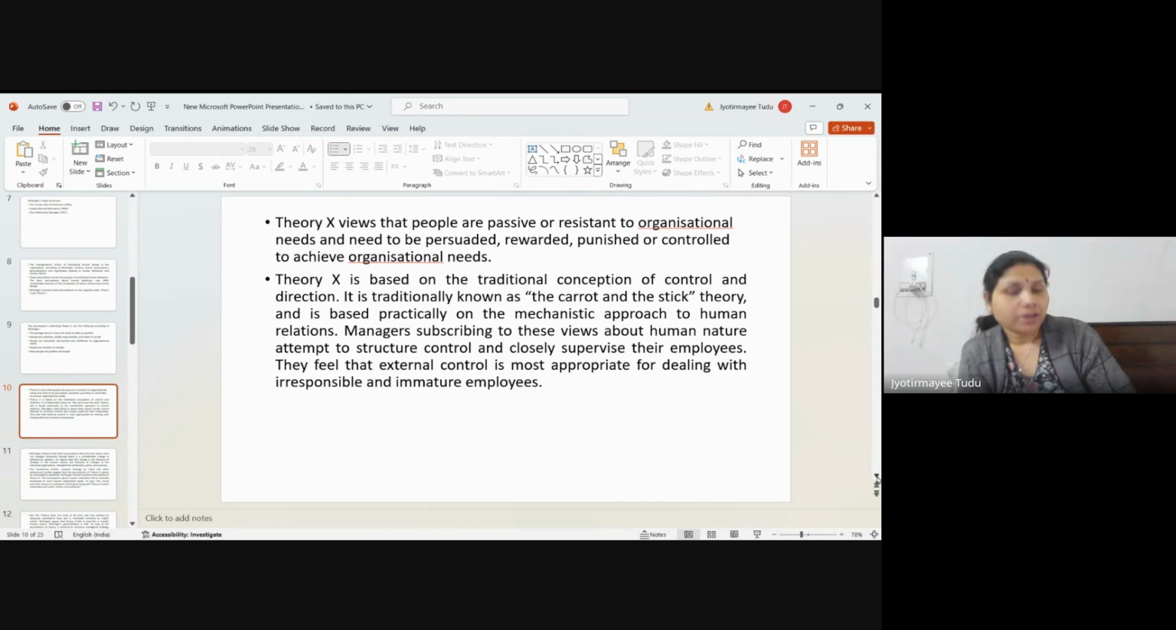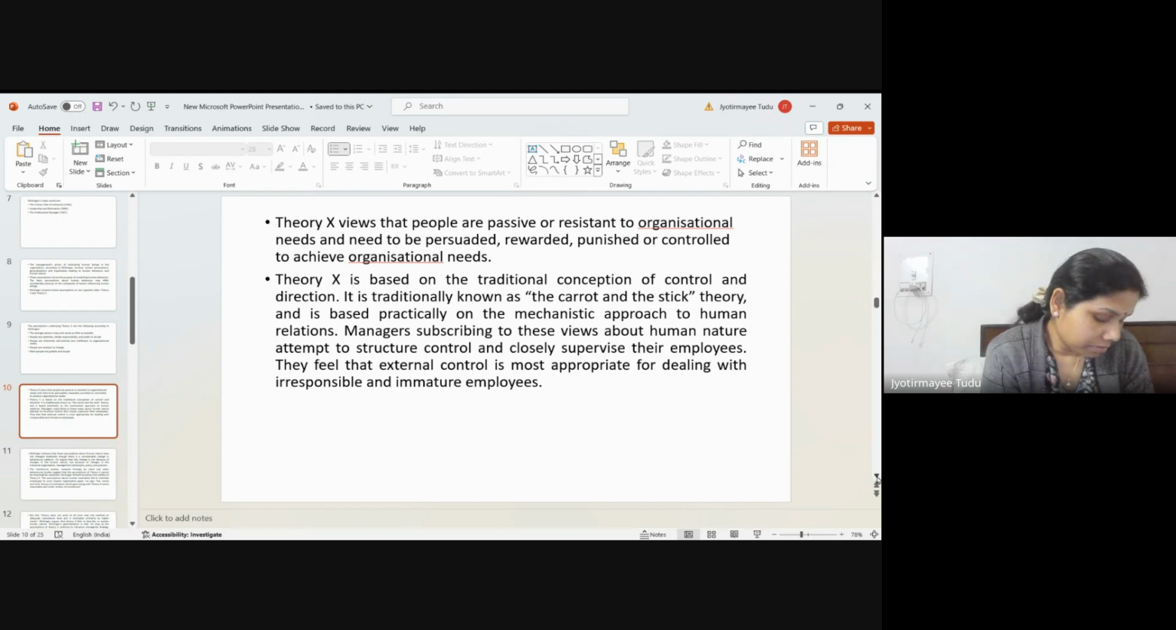So that can be pursued. And reward technique could be used, like if somebody has done better in comparison to others, then in those circumstances, in order to have a positive impact on the organization as a whole and other employees, that reward is to be given to the concerned person who played a crucial role towards the organizational needs achievement. Then also the punishment.